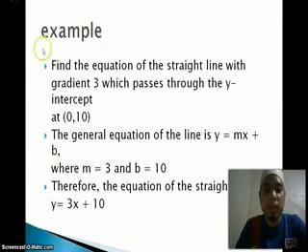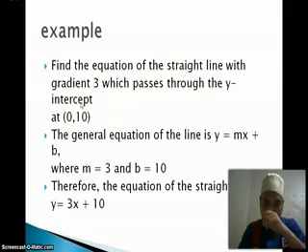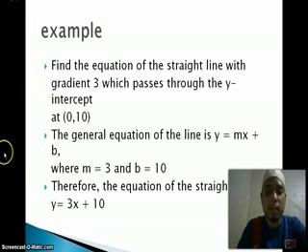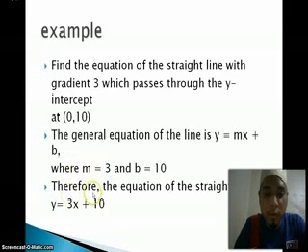Find the equation of a straight line with gradient 3 which passes through the y-intercept. From this example, we want to find the equation that must be generated from the data given. The general equation of the line is y equals mx plus c, where the gradient is 3 and b, or the y-intercept, is 10. Then we just substitute into the equation. Therefore, the equation of the straight line is y equals 3x plus 10.